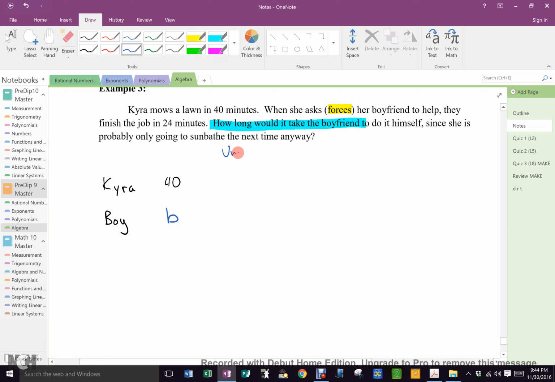What's our unit rate? Well, Kyra is 1/40th, right? And the boy is what? Oh, I don't know there. But we do know our time, don't we? 24 and 24. So now we got to look at that and really think about it, because things are different this time, aren't they?